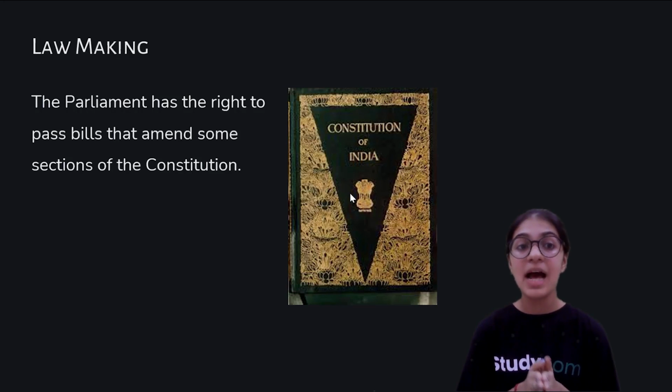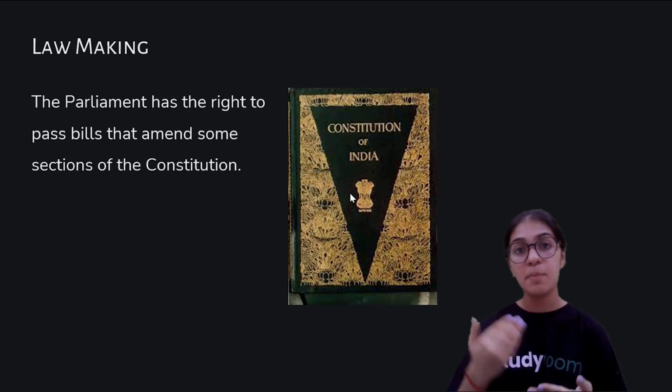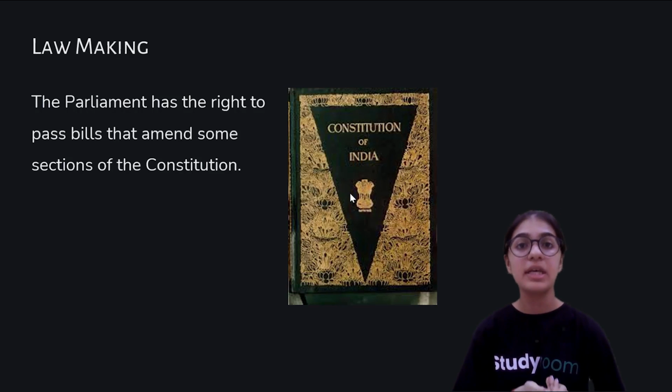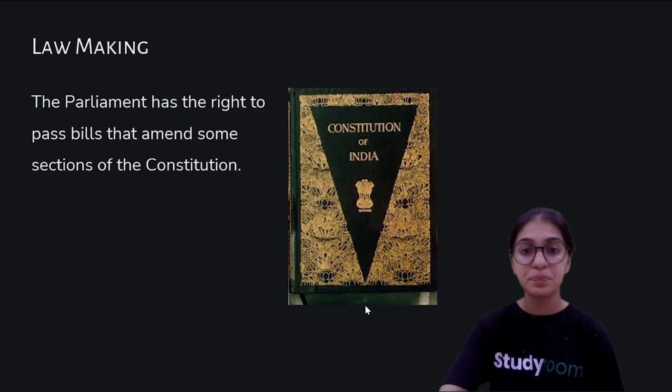So the Parliament has the right. Parliament comprises two houses, so basically we mean that both the houses have the right to pass the bills that amend some sections of the constitution. So what we're trying to say here is that the two houses of Parliament have the right to create a bill to make new laws as well as to change the existing laws of the constitution.